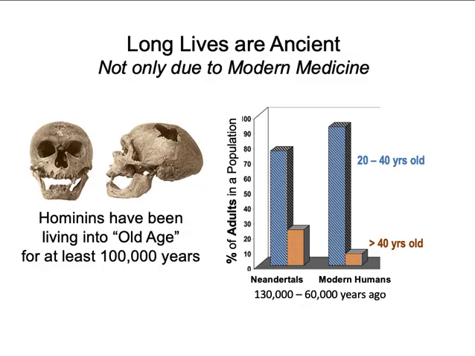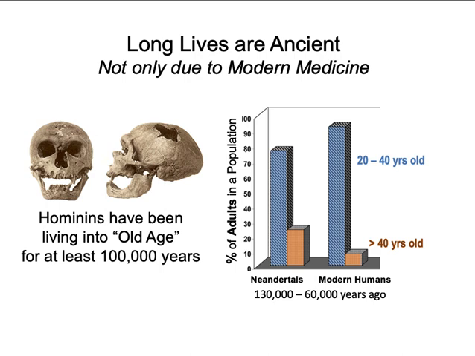However, from the fossil record, from the studies of the teeth and jaws and skulls of ancient human ancestors like Neanderthals and early modern humans, it's been suggested that those archaic species have been living into old age for a very long time, right? For at least 100,000 years.